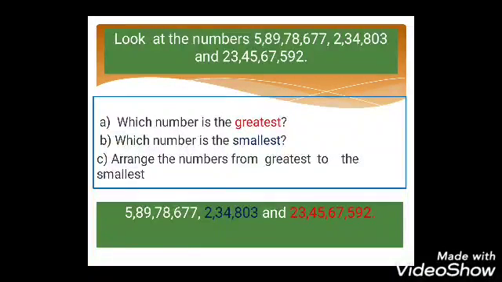Now look at the numbers: 5 crore 89 lakh 78,677, 2 lakh 34,803, 23 crore 45,000, 23 crore 45 lakh 67,592. So which number is greatest and which number is smallest? Arrange the numbers from greatest to smallest.